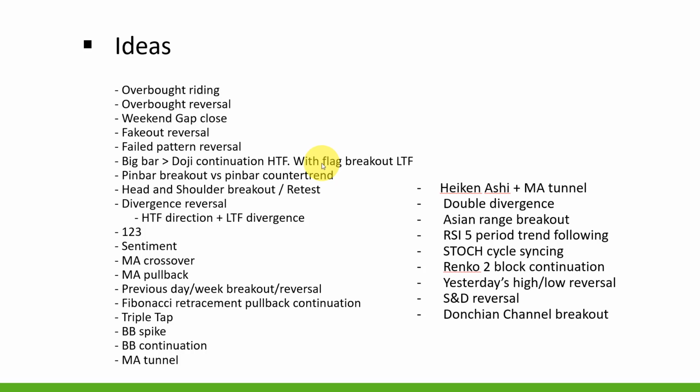And for ideas, there are really no limits. As you have seen during the last few modules here in this course, I've explained so many chart concepts, tools, indicators, and so many different ways of how we can analyze the market that there are just so many countless ways of analyzing or building strategies. We can use overbought, oversold. We can look at weekend gaps, fake outs, failure patterns, candlestick signals, broader chart patterns, divergences, sentiment, moving average crossovers, pullbacks. We can look at previous day breakouts. We can look at previous day reversals, Fibonaccis, Bollinger Band spikes, and so on.